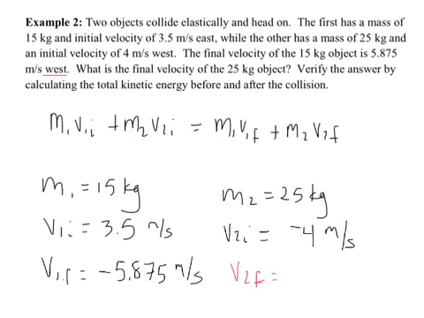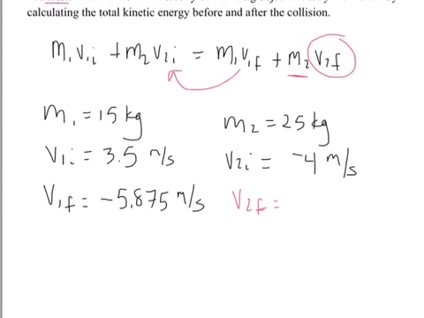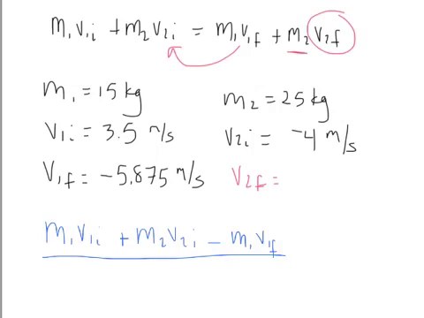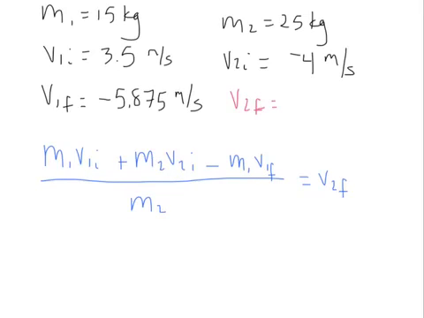So in this problem, we can go ahead and solve this original equation algebraically for V2F. All we're going to do is move this over by subtracting and then divide by M2. So our generic solution will look like the following. M1 V1I plus M2 V2I minus M1 V1F all over M2. And if we plug in all the numbers from above, we'll see that we'll get a value for V2F of 1.625 meters per second.